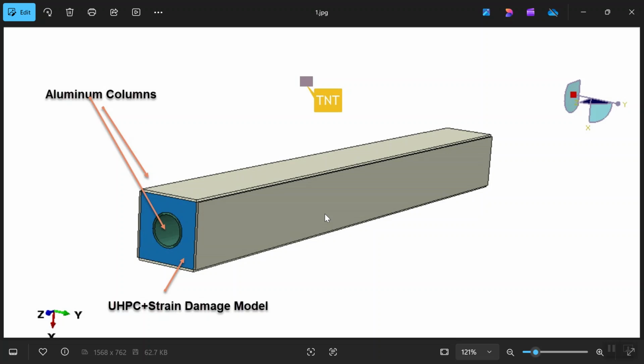Today we did an interesting tutorial about the composite column, which is made of an aluminium tube at the center, an aluminium box around all the parts, and in the middle, the blue, we used ultra high performance concrete. To consider the full failure behavior, we applied a strain damage model, and then we used concrete damage plasticity and an elastic plastic plus damage model for aluminium, and the CONWEP method for the air blast.